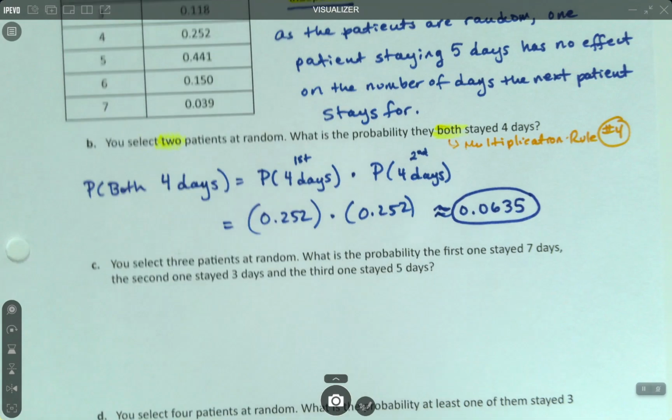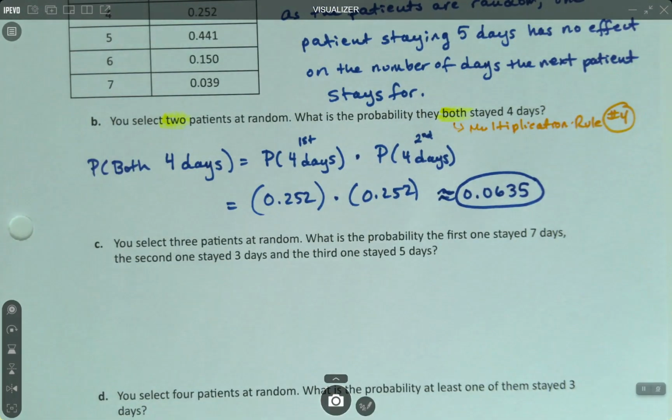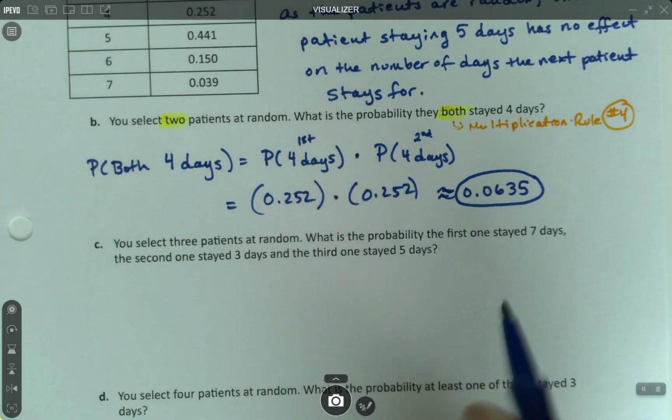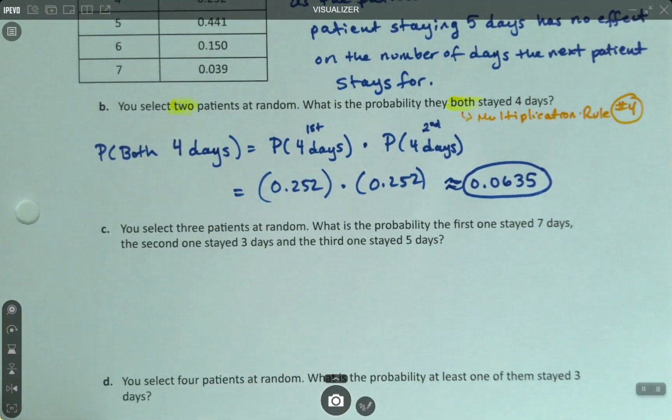And there you have it. Notice there's no capital P's there, right? I don't technically even need the parentheses there. I just put it there because I think it makes it cleaner writing-wise.